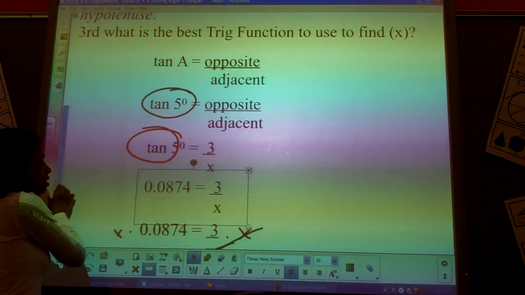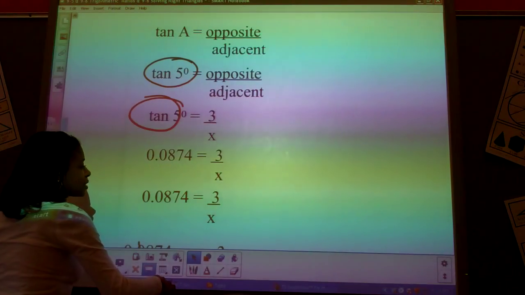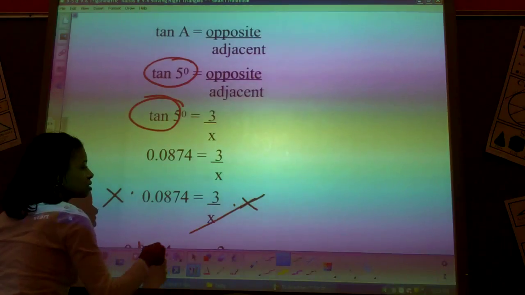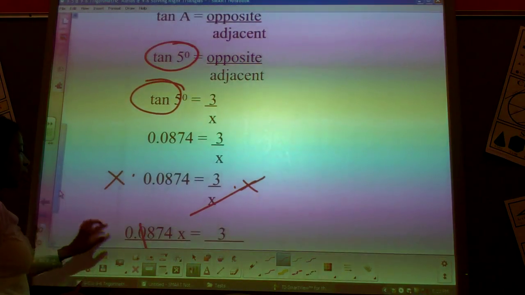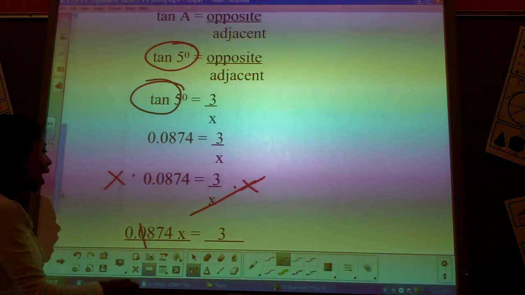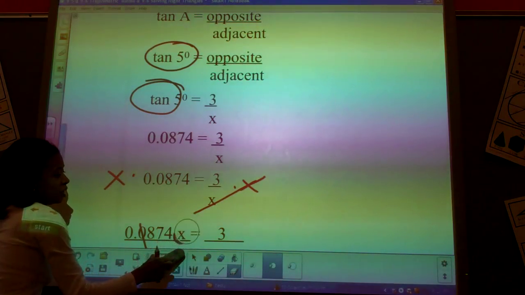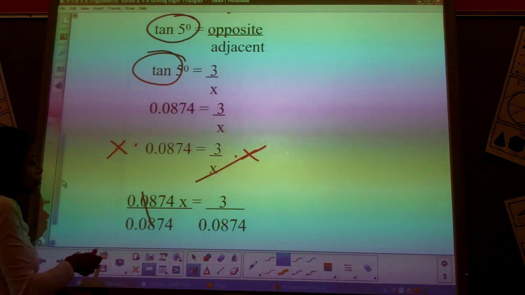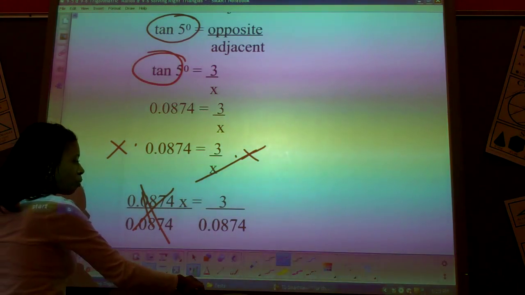To solve for x, all I'm simply going to do here is I need that x out of the denominator, so I'm going to multiply both sides by x. That will drop out. And now I'm being left with 0.0874x equals 3. Okay? I need this x on the side by itself, so what do we do? We divide both sides of the equation by 0.0874. And this will drop out, and we're left with x equals 3 divided by 0.0874.